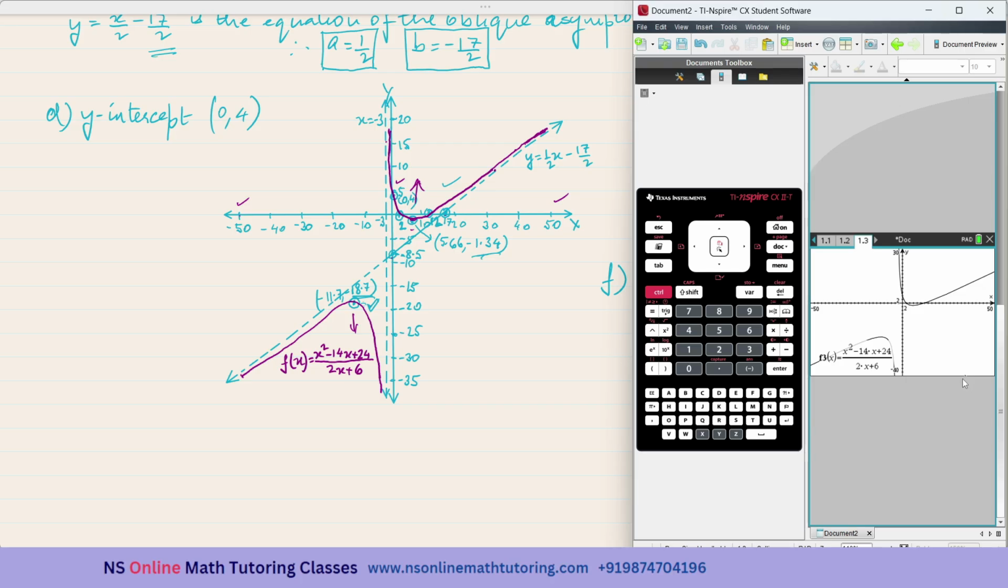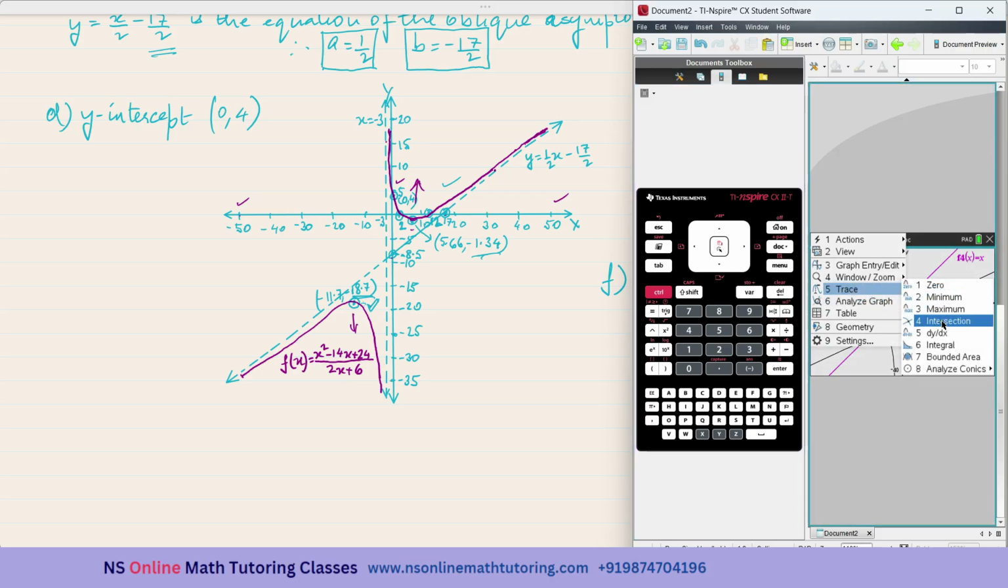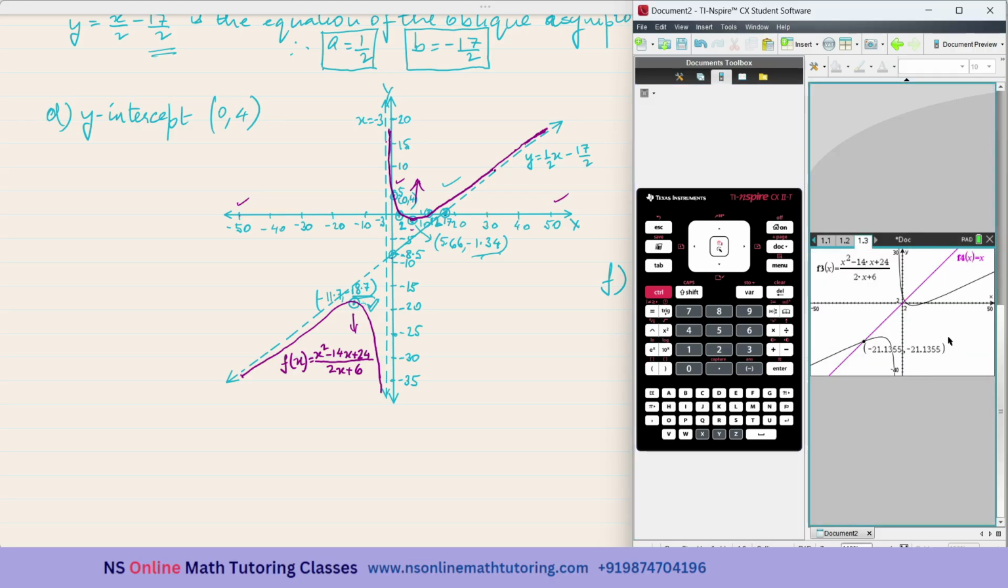And I have to draw the y equals x line as well. x, enter. Fine. And we need the x values for which f of x is greater than x. So the black curve will be above the pink line. Therefore, first of all, we have to get the points of intersection. This one is one of the points, and the other point is here.